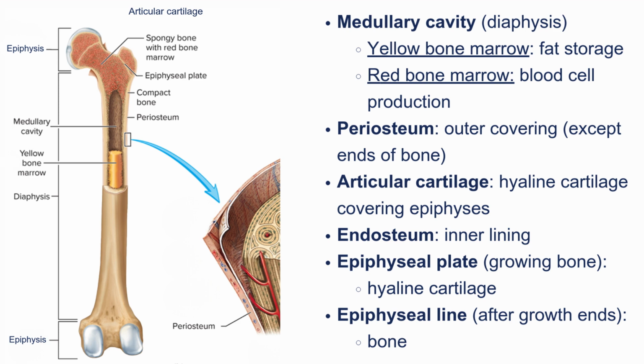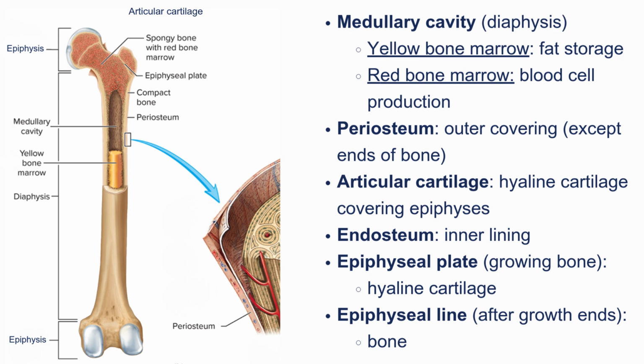The ends of a long bone are covered with articular cartilage, which is made of hyaline cartilage. Articular cartilage cushions joints and reduces friction. The endosteum, meaning inside, lines the inner surfaces of the bone and plays an important role in bone remodeling. Specifically, endosteum lines the medullary cavity and the trabeculae of spongy bone.